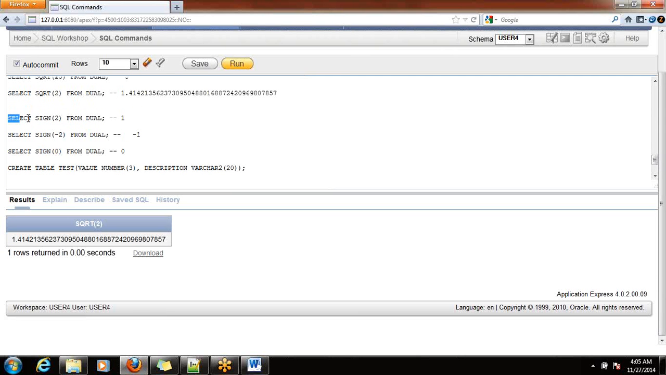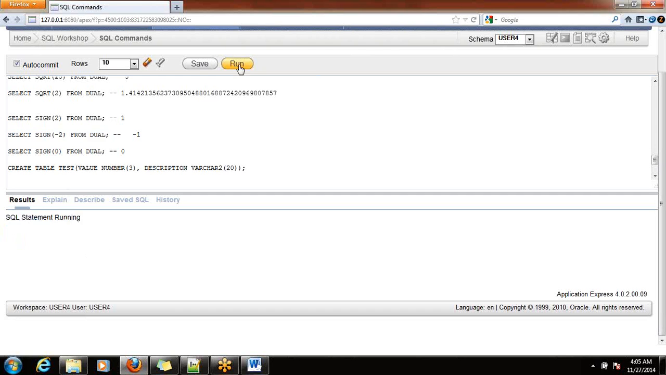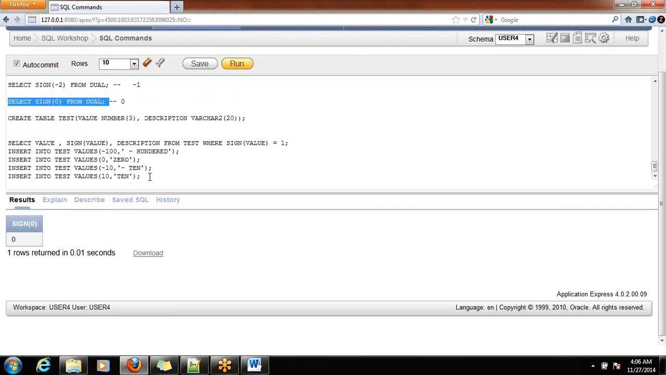Likewise, you can get the sign of a number. You provide a number and the sign function will give 1, minus 1 or 0. If the number is positive, it will be 1. If the number is negative, always minus 1. If it is 0, then 0. It always works the same.